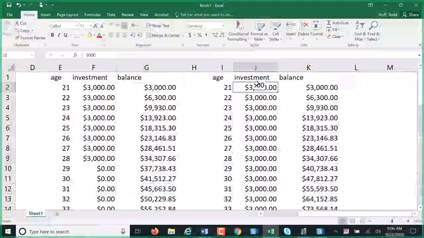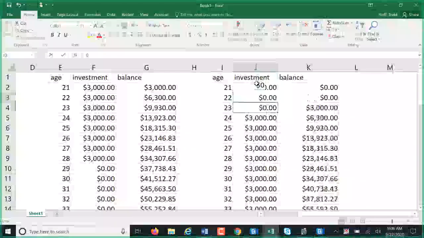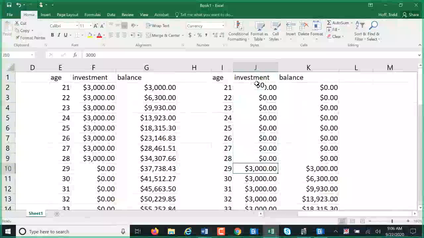This other person over here decides to do it the other way. They say, I'm 21, I'm young, I want to play, I want a four-wheeler, I want a snowmobile, maybe a boat, new truck. So they don't save anything for those first 8 years. And they start at age 29.